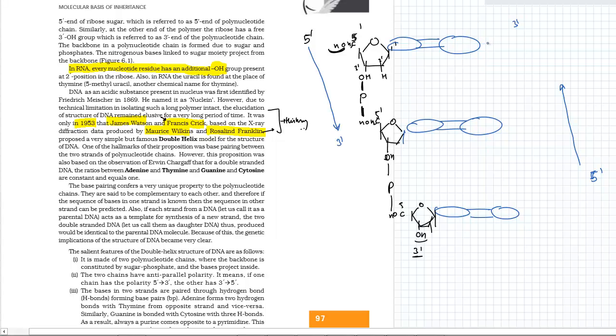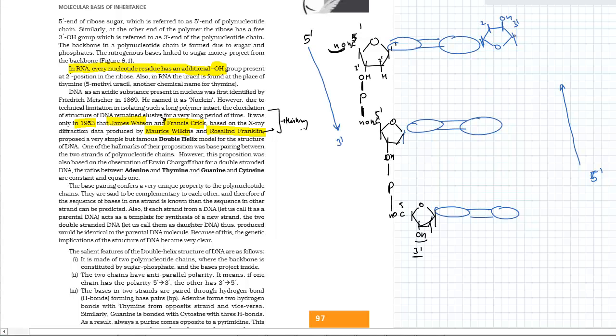Let us try to make it. So why is it happening? Because of the inverted nature of the sugar. So right now I have got my sugar which is somewhat looking like this. This is my first carbon, and my 3' OH is free in this particular situation. Carbon number 1, carbon number 2, carbon number 3.